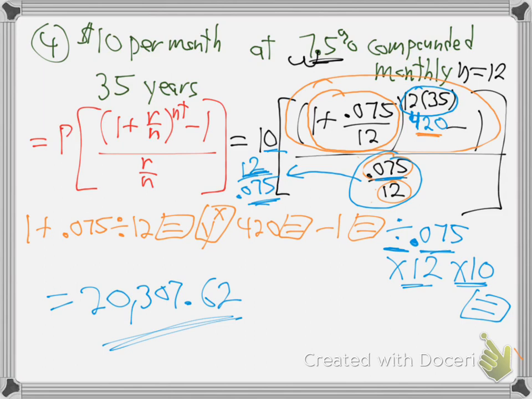20,307.62. Does that make sense? Y'all able to get that in your calculator? Yes? Using those steps?